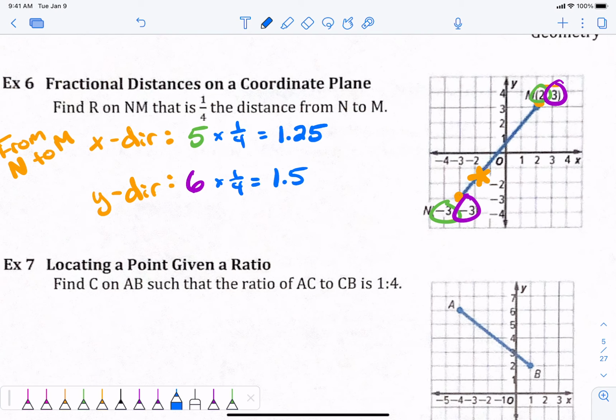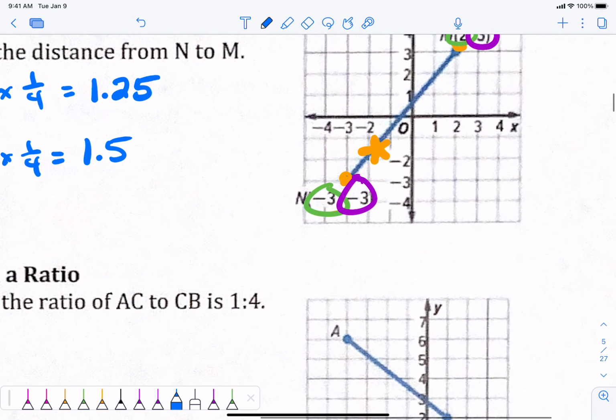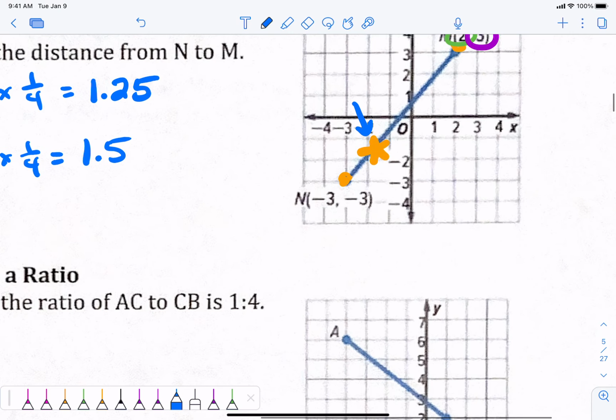So here's how this works. Are you ready? We've identified where our point needs to be, and he's going to be this guy right here. So we are starting at N. This is where we're starting at. And N is at -3, -3. So what I'm going to do is go in the X direction over 1.25 units, right? And that's going to change this X coordinate. If I'm at -3 and I go 1.25 units, now where am I?